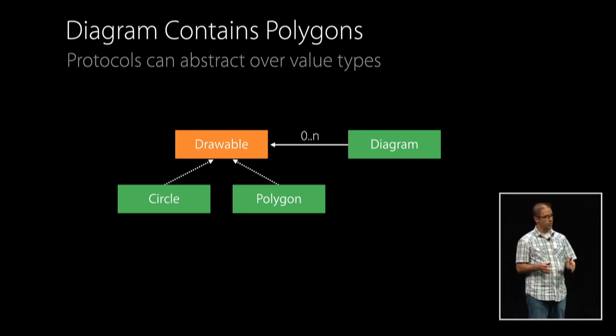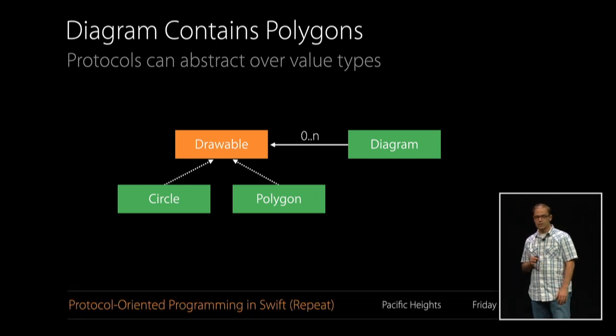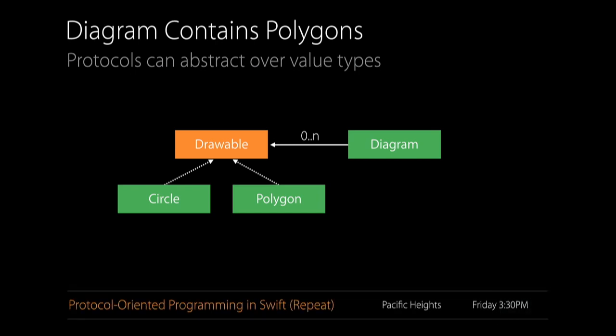So we'll create a protocol called Drawable. We'll make both of our subtypes implement that protocol, and then we can put them into an array in our diagram. There's tons of great information in the Protocol-Oriented Programming in Swift talk, which is repeating again today at 3:30. If you haven't seen that, I would highly suggest that you go take a look at it or catch it on video.